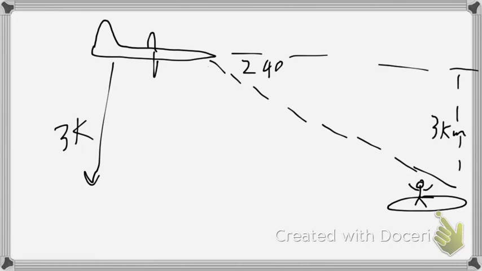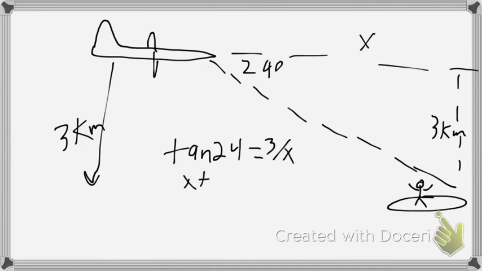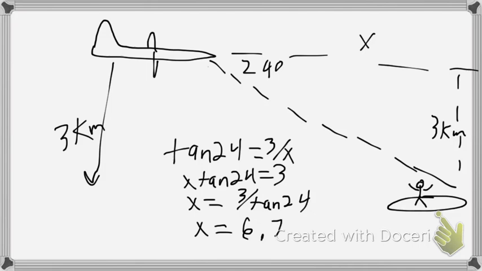So what we're going to do is we know that it's 3 kilometers high. So we know that the tangent of 24 equals 3 over x. Math that around a little bit, and we get x equals 3 over the tangent of 24. Plug that into our calculator, and we get 6.7.